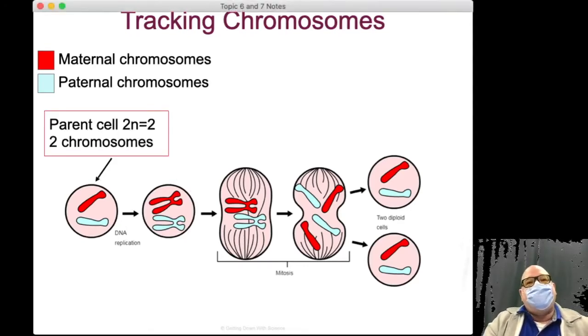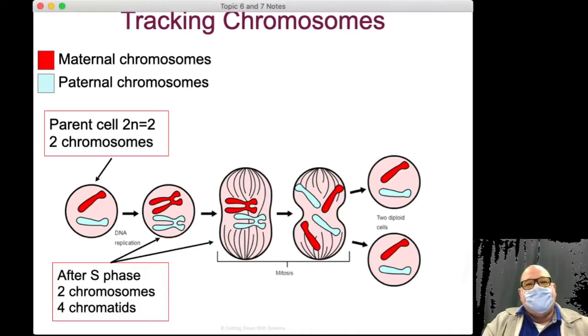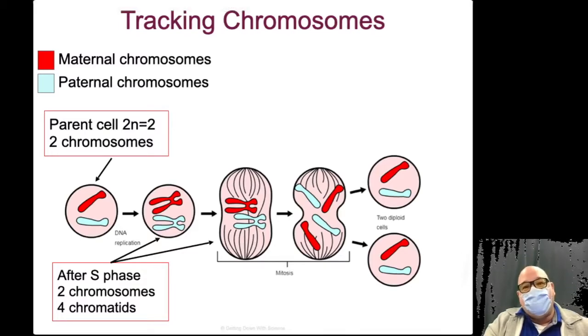So the parents, you always have double the number. You have 2 copies of every gene. That's what that 2N means, okay? After S phase, which I just told you about, you have double the amount because you're getting ready to make a copy. 2 chromosomes, 4 chromatids.